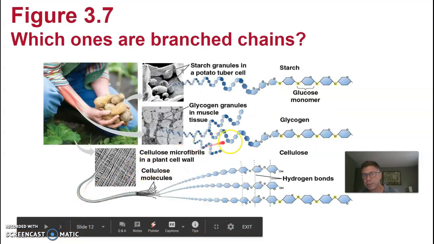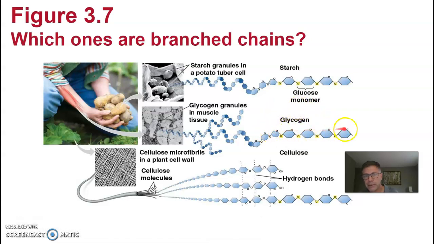So you can see some of these branch chains. Here's glycogen. This is an animal polysaccharide. And there's a lot of carbon, a lot of chain through here, a lot of polysaccharides, and then it branches off at some point.